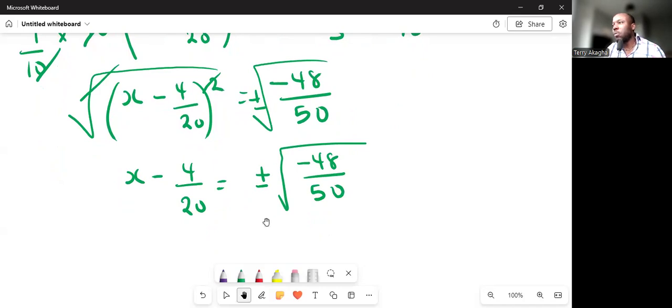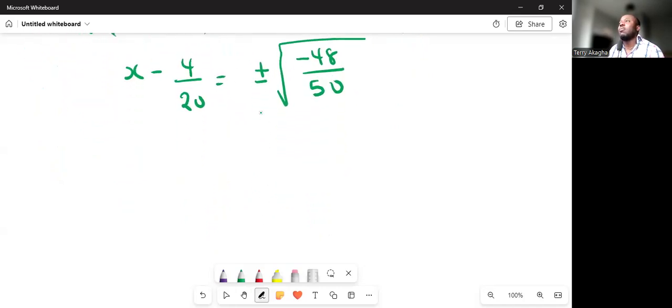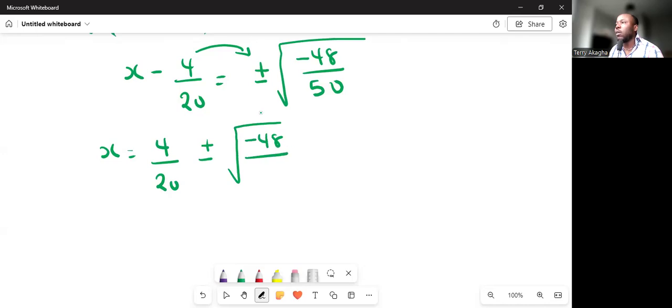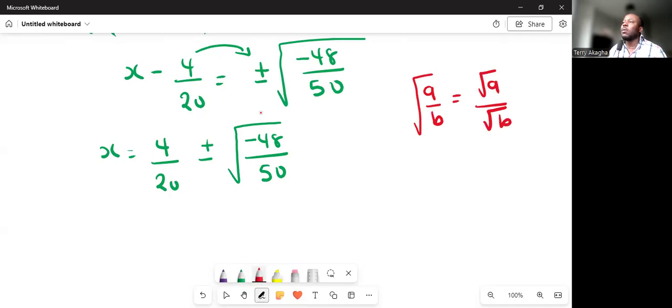The same thing. I'll take minus 4 over 20 to the other side. So we have x is equal to 4 over 20 plus or minus the square root of minus 48 over 50. Is that making sense? So I can apply the laws here. Remember I told you in laws of surds, the square root of a over b is equal to the square root of a divided by the square root of b, right? So I'm going to apply that here.